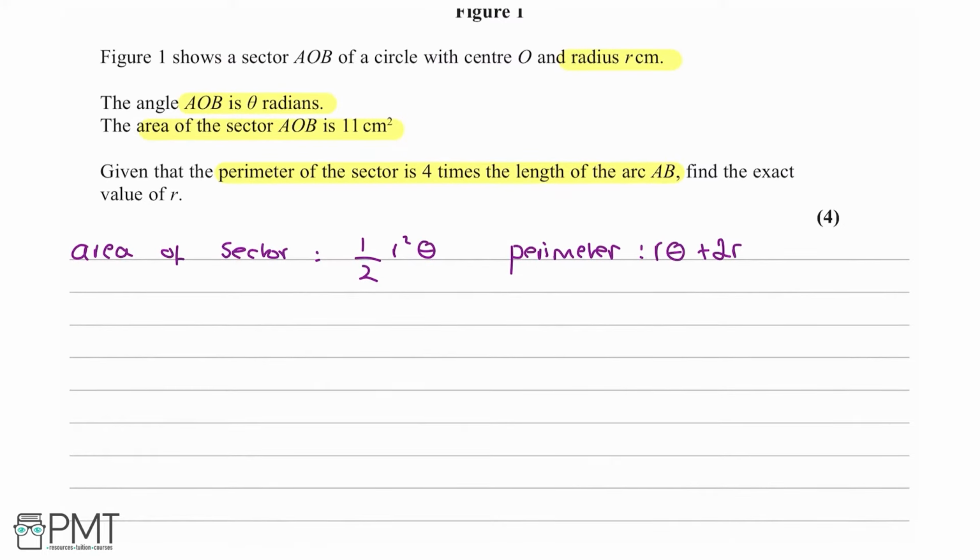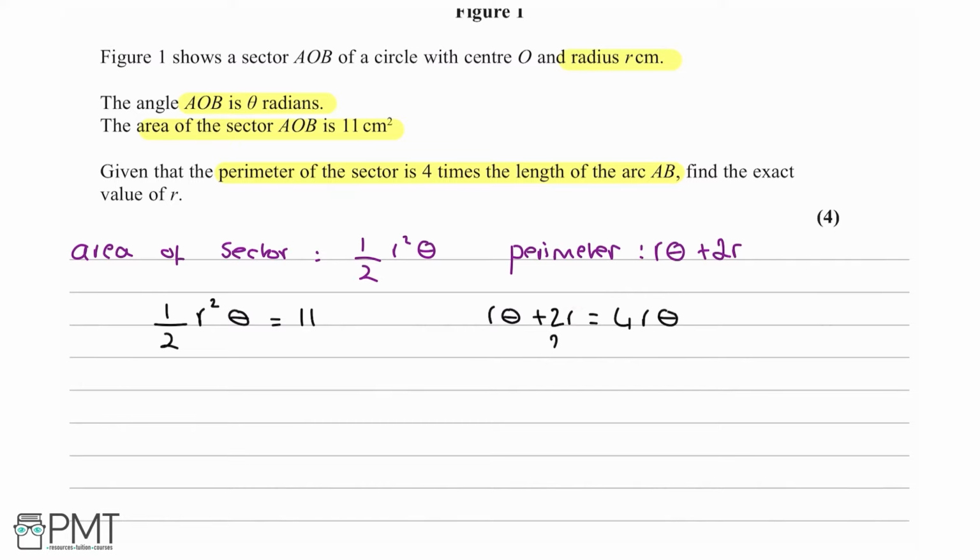We are told that the area of the sector AOB is 11 centimeters squared. So we know that half r squared theta equals 11. We also know that the perimeter of the sector is 4 times the length of the arc AB. So we know that r theta plus 2r equals 4r theta. Okay, let's start by solving r theta plus 2r equals 4r theta.